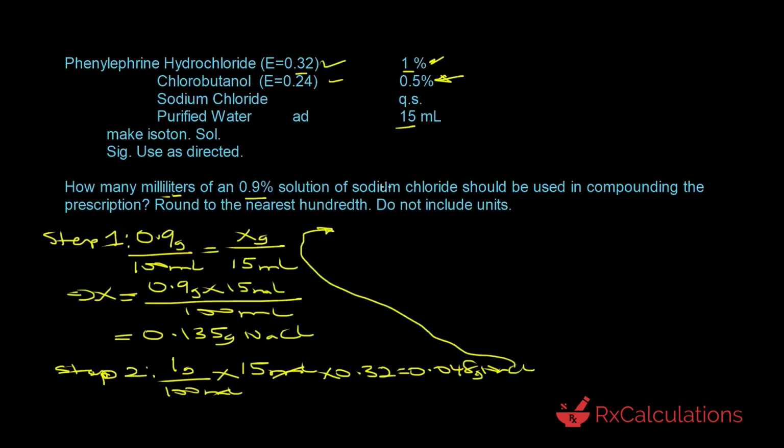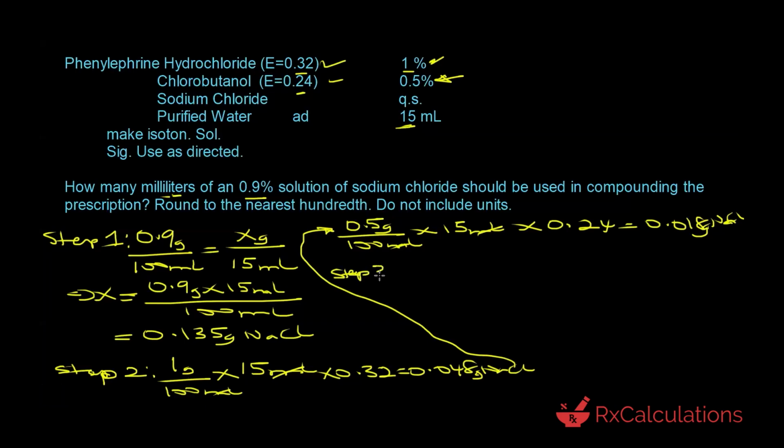Now we're going to do the same thing for the chlorobutanol. And since this is a concentration, it's 0.5 grams in 100 milliliters, but we are compounding a 15 milliliter preparation. So we multiply by 15 milliliters and then we multiply by its E value, which is 0.24. And now what you have is going to be 0.018 grams. And all this is NaCl.